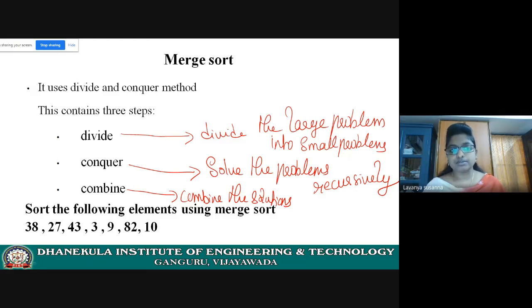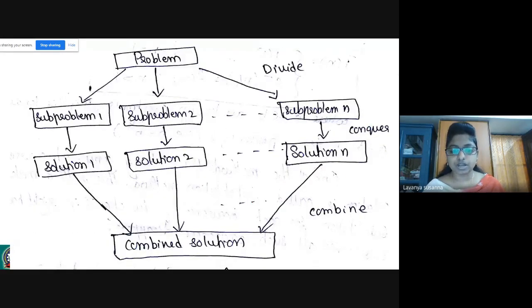Write down. Divide means divide the large problem into small problems. Conquer means solve the problems recursively. You need to solve the subproblems recursively. Combine means combine the solutions of the subproblems in order to get a solution for the large problem. Please note down, and note down the diagram.